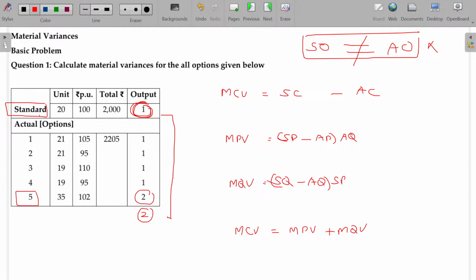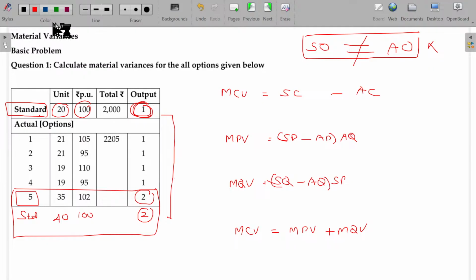For one output, you need to consume 20 units, so for 2 output, how many units do you have to consume? 40 units. Of course, the material price per unit remains 100. This is the standard for the output of 2 units. Now we can compare these two. Is that clear? Hope now you'll be able to understand this logic.